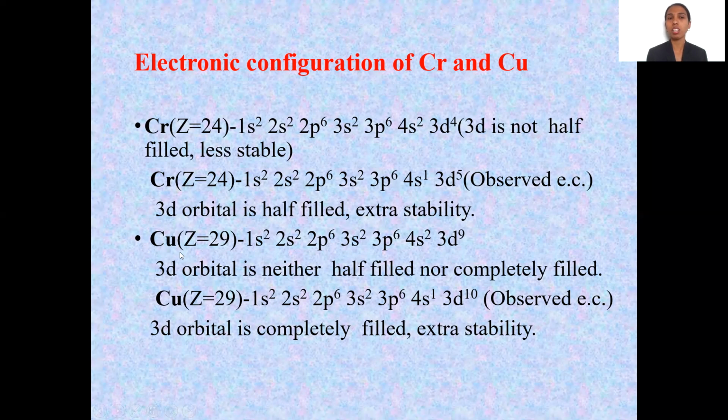So we consider copper, which has the atomic number 29. According to the above principle, its electronic configuration should be 4s2 3d9, but the observed electronic configuration is 4s1 3d10. So 3d10 means completely filled. So a completely filled orbital also has extra stability. So because of the extra stability, the expected electronic configuration and observed electronic configuration of chromium and copper are different.